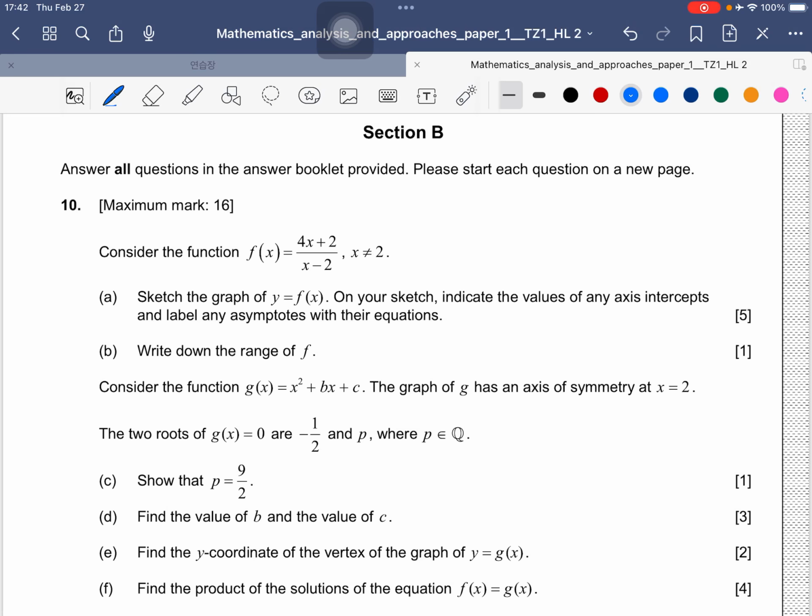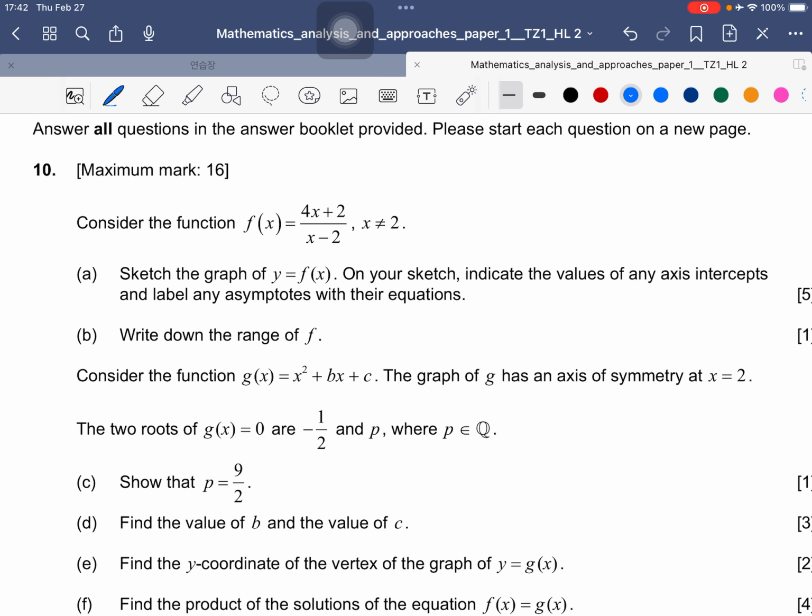Okay, question number 10. Consider the function f of x equals (4x + 2) over (x - 2), where x is not 2. X cannot be 2. Sketch the graph of f(x). On your sketch, indicate the values of any x-intercepts, any axis-intercepts, and label any asymptote with their equations.